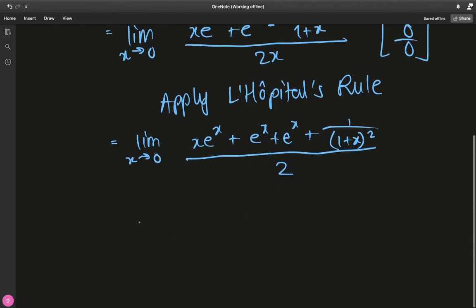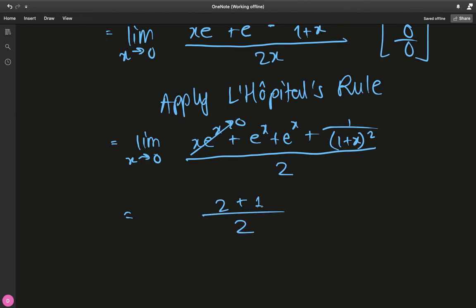divided by 2. Now when you plug in x equals 0, the first term goes to 0. You have 2 times e to the 0, which is 2, plus 1 over 1 plus 0, which is 1, all divided by 2. And that you can easily simplify to be 3 by 2 or 1.5.